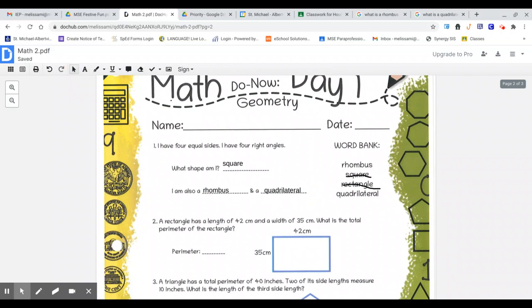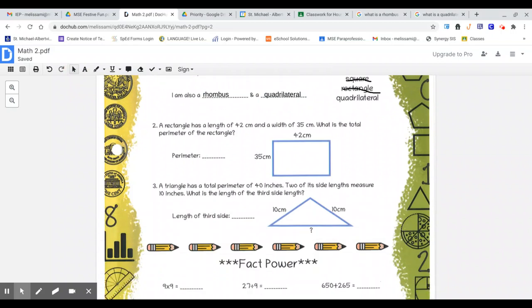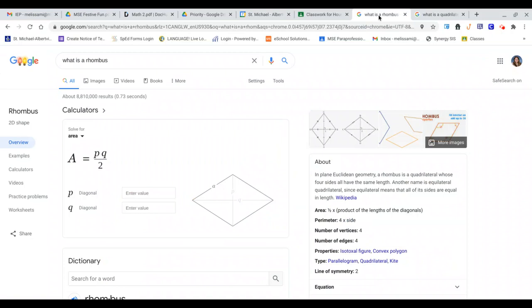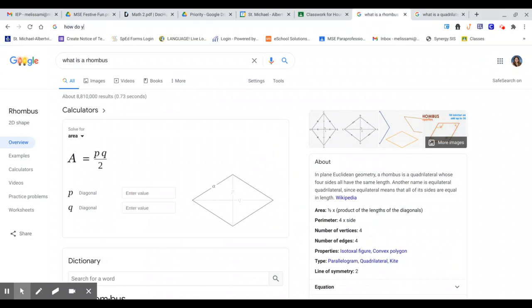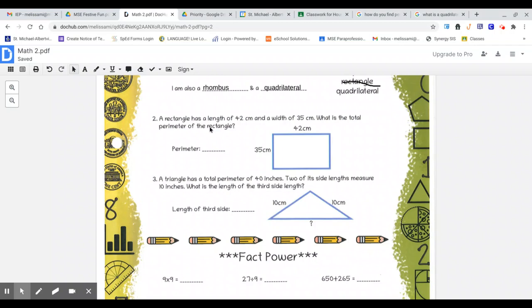All right. Number 2, a rectangle has a length of 42 centimeters and a width of 35 centimeters. What is the total of the perimeter of the rectangle? So remember, when we go over here, we can see, how do you find perimeter? Some of you may remember, some of you may not. So it says add the lengths of the rectangle's 4 sides. So when we go over here, we know we have 42 and 35.